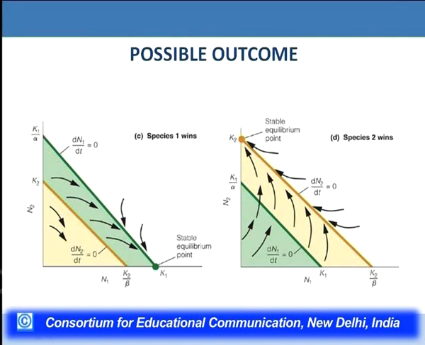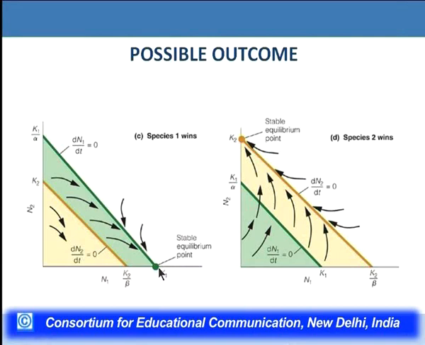But here we see carrying capacity is reached much earlier as compared to K1 by alpha. So N2 individuals will never be able to reach K1 by alpha, and therefore species 1 individuals will keep on increasing because K1 is quite high, and they will reach the carrying capacity and there will be no individuals from species 2, that is N2 will be 0, only N1 equal to K1 will be there.